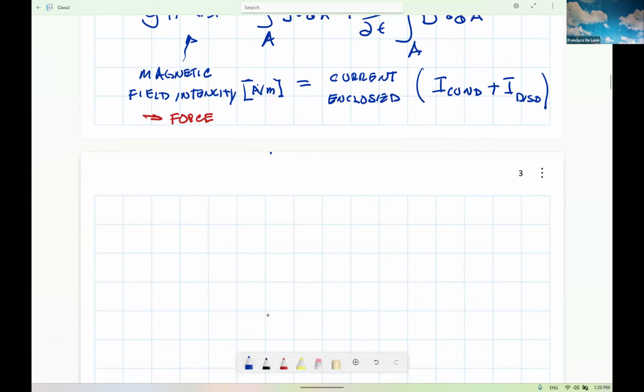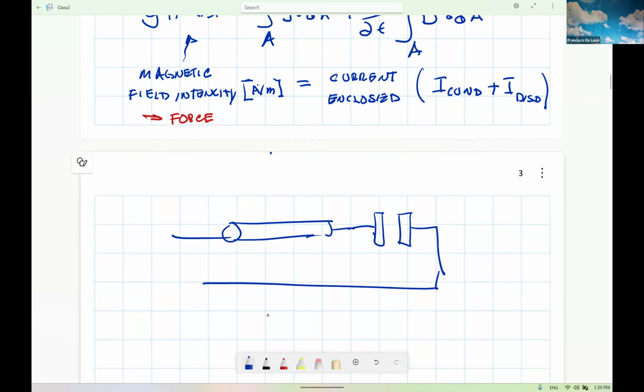If you were to put a circuit, what this is telling you is somehow you have a circuit, you have a conductor that is carrying current, and this conductor is going through a capacitor, if you wish, and somehow the current needs to close in itself. Current going one way doesn't exist. It has to return somewhere, right?